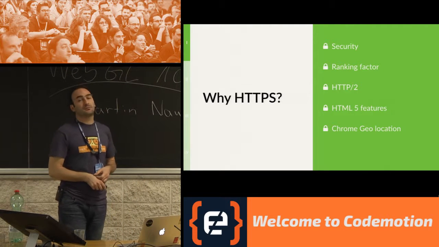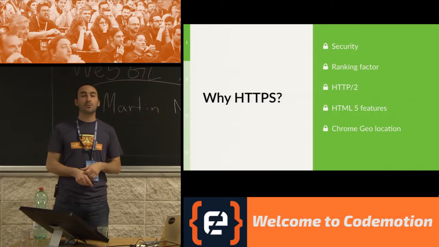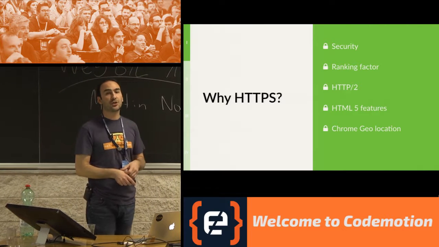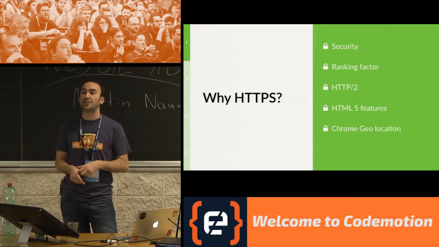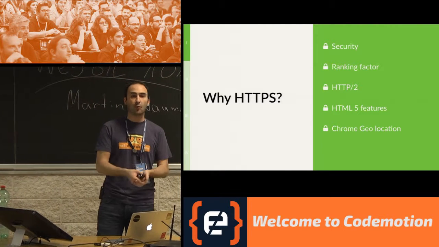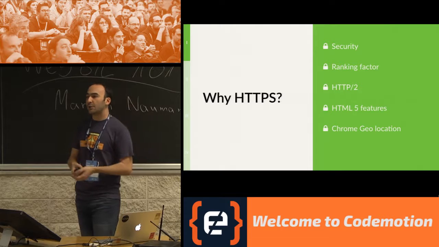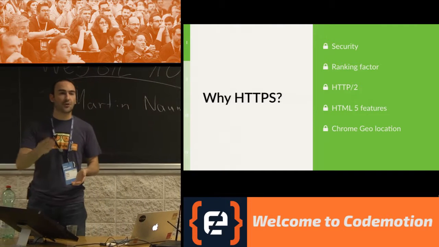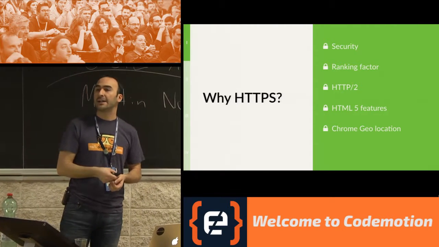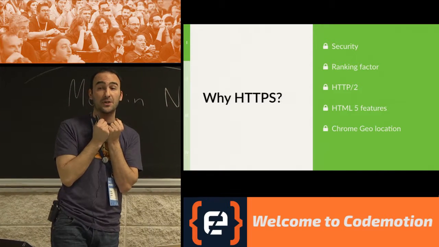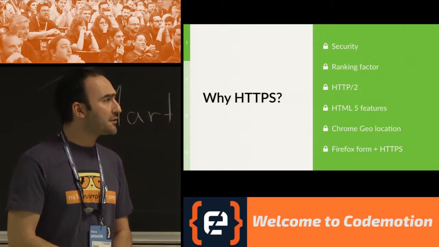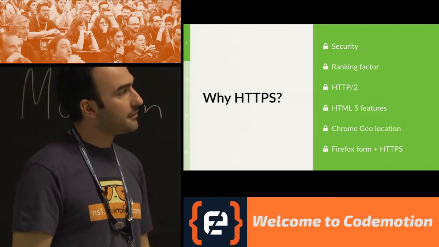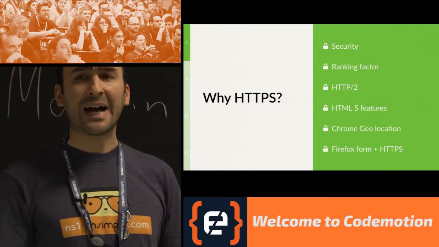Chrome geolocation. Very soon, you won't be able to get any information about the geolocation of the client from Chrome unless the connection is HTTPS. So if you're serving a website that wants to know, I don't know, where the user is to provide the closest restaurant, you won't be able to do that, even if you don't collect any information, unless you serve the website through HTTPS.